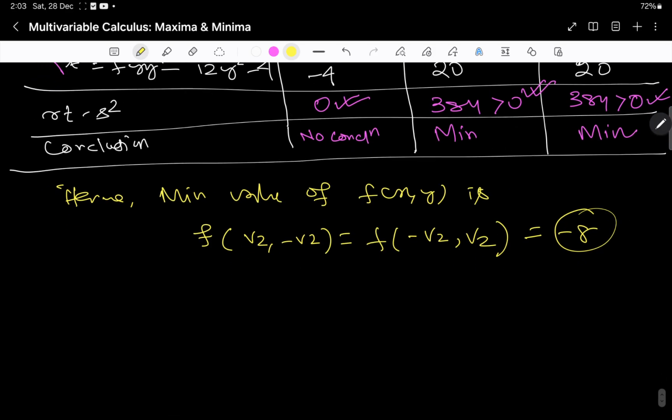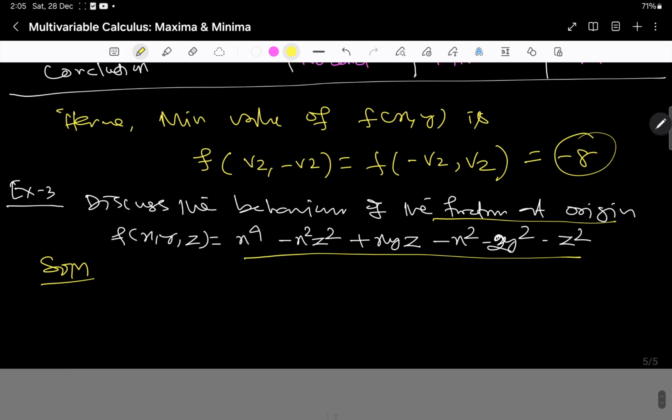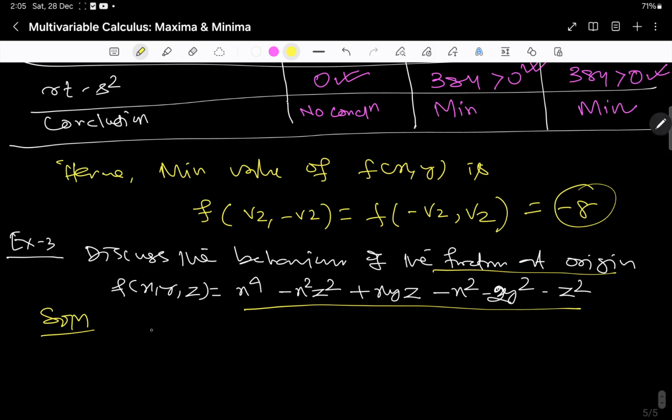Now let us discuss a case of 3 variables. So you are given another problem, the behavior of the function at origin. So let us now see whether origin is a stationary point or not. So what is fx here? You differentiate it, it is 4x cube minus 2xz. It is actually y square z square.